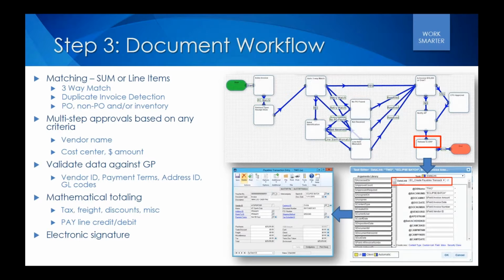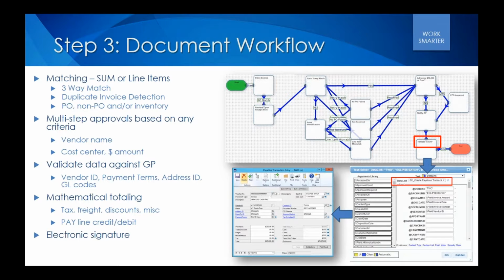We're also going to be pulling the vendor ID, the payment terms, the address ID, all the GL codes right into the Eclipse interface. So if you need to go in and change something, it's going to pull all the valid information through the eConnect interface. So you add a new GL code in GP, that shows up immediately in our system.